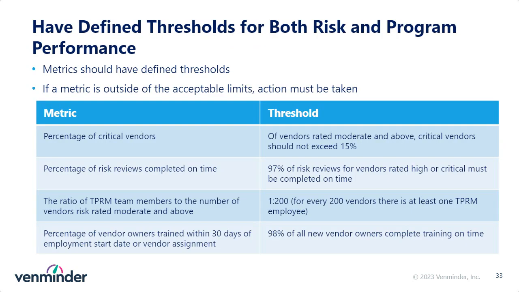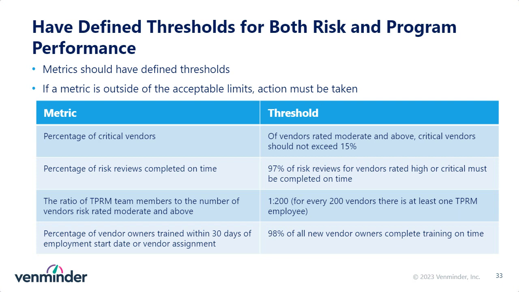Now, your metrics are only going to be effective if you have a defined threshold or a limit, right? Because if we're outside those acceptable limits, then we have to take action. So, for example, if the metric is percentage of critical vendors, we might say that of our vendors rated moderate and above, critical vendors should account for no more than 15% of that total population. Now, that's just a number. Don't ask me where I got it. I'm just using it as an example. You don't have to follow that particular percentage.